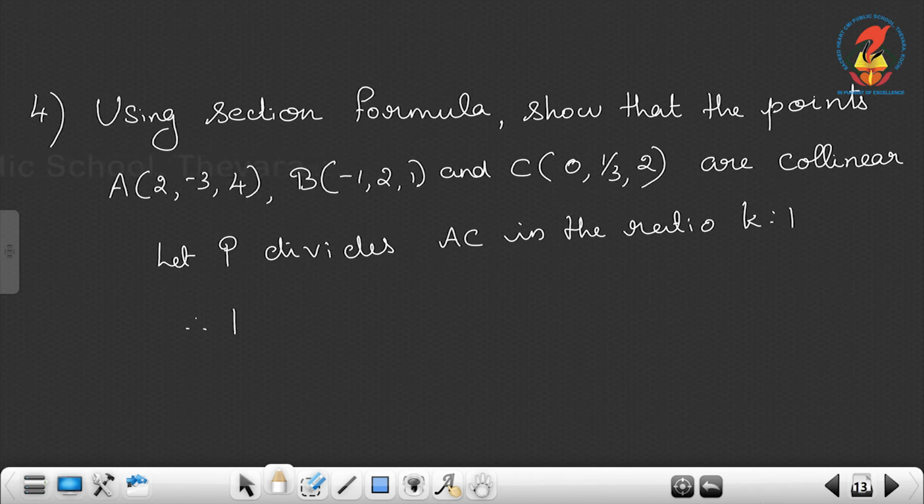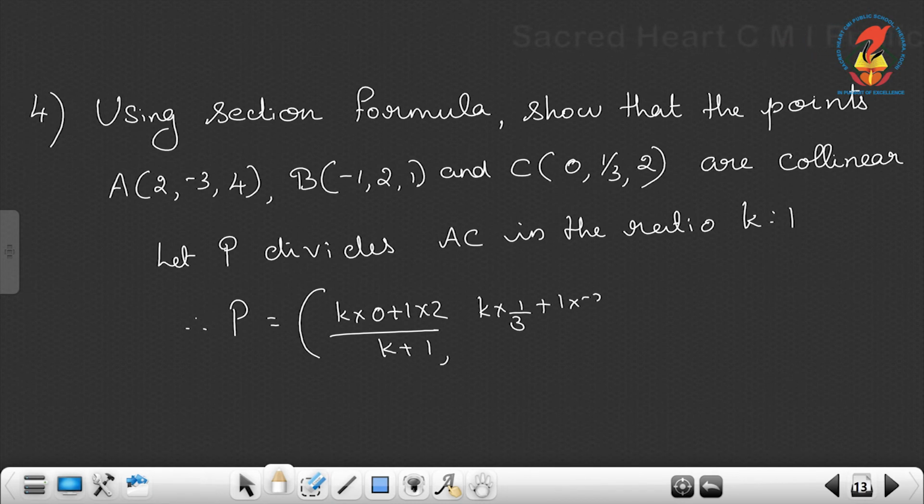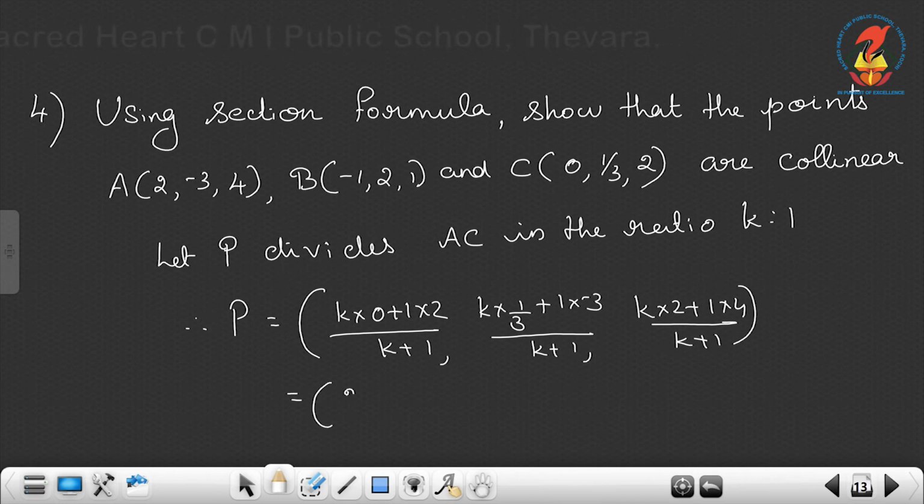Therefore, coordinates of P, A and C you have to take. So, k into 0 plus 1 into 2 by k plus 1. Then k into 1 by 3 plus 1 into minus 3 by k plus 1. Then k into 2 plus 1 into 4 by k plus 1. These are the coordinates of P. That is 2 by k plus 1, k by 3 minus 3 by k plus 1, then 2k plus 4 by k plus 1.